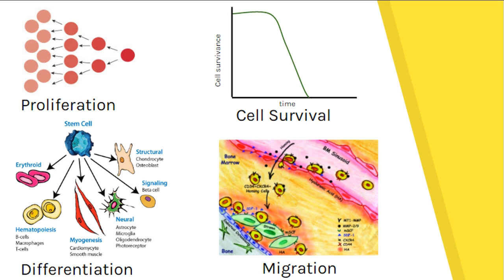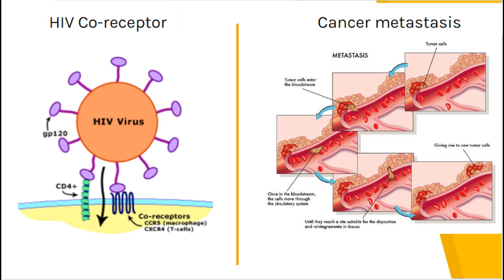CXCR4 is involved in the regulation processes of proliferation, which is cell reproduction, differentiation, the process by which cells mature to carry out specific functions, cell survival, and migration. But the most interesting fact about CXCR4 is that when it's overactivated by its chemokine, it drives cancer metastasis, and it's involved in over two dozen types of this disease. Also, it is the co-receptor of HIV.